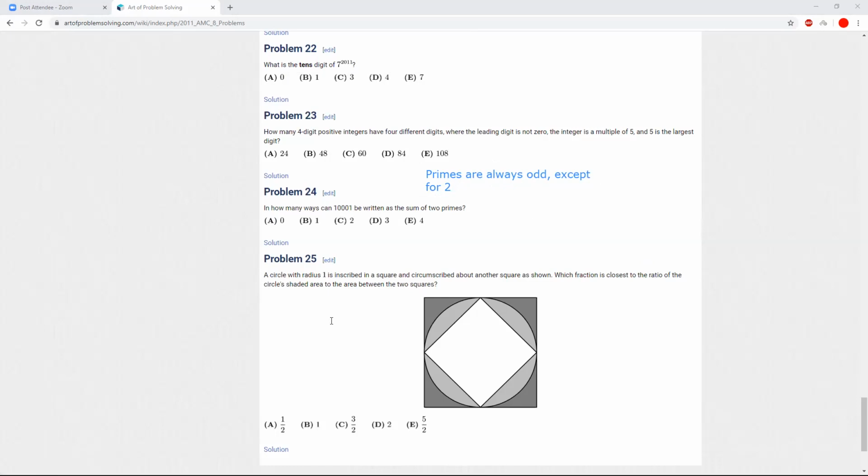Actually, I'll give you guys a hint. This is my hint, and then you guys can try and solve it. I'll give you a minute or 2.